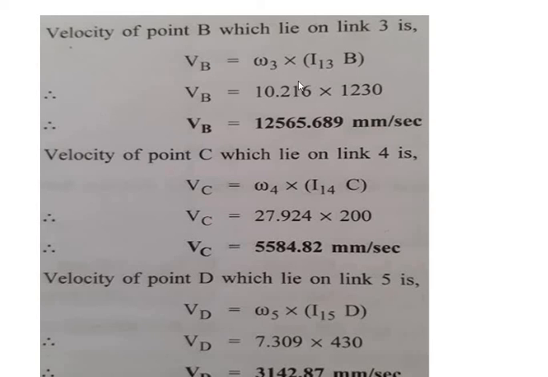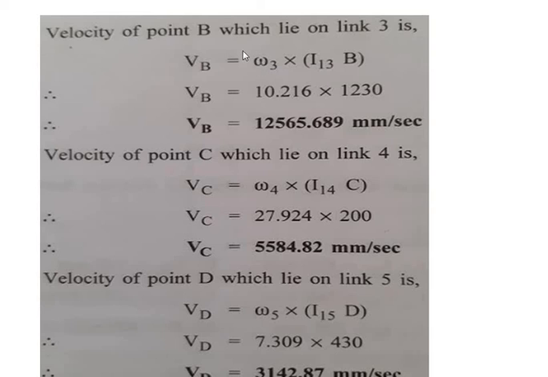Now again, how to write this equation. So velocity of point B. Point B is on link number 3, and point B is also on link number 4. If you consider B on link number 3, it is omega 3 into the distance between B and I13, the ICR of link 3 with respect to the fixed link. If you consider this point on link number 4, then it will be omega 4 into the distance between B and I14. So you can use either formula because point B is common to link number 3 and link number 4. But here I have taken it on link number 3.